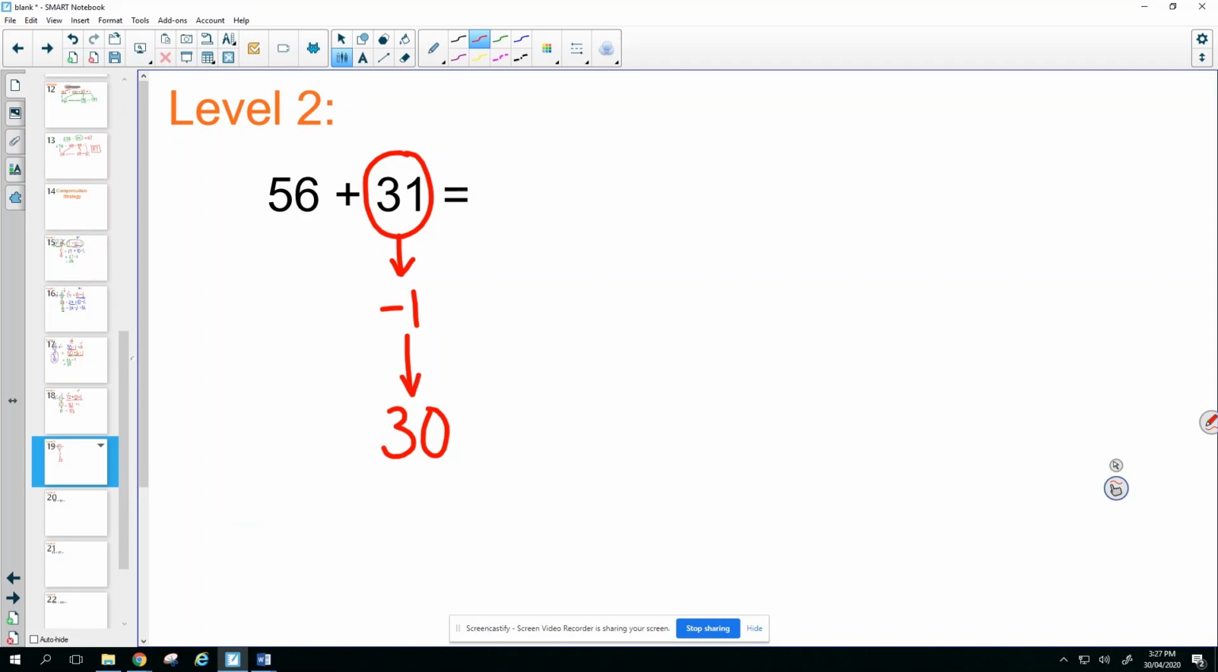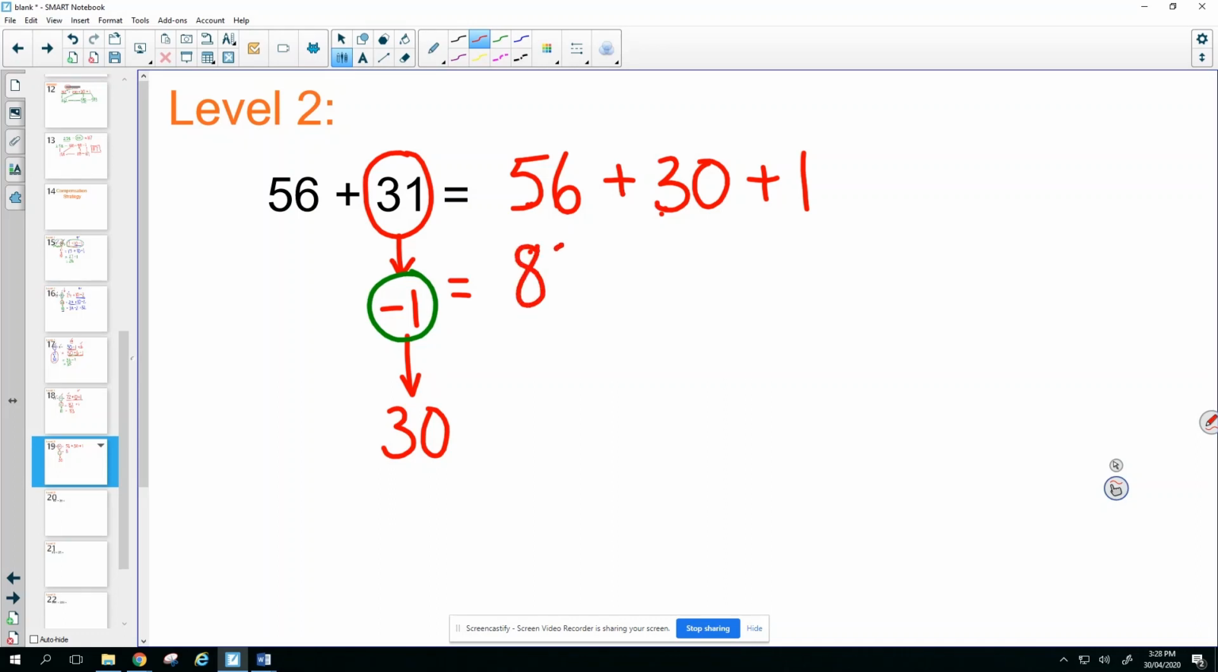So let's write that out now. We've got 56 plus 30. And I'm going back to this little symbol here. What did I do? I took away, so now I have to add. I'm going to add 1. Let's do the equal sign. I've got 56 plus 30, so I'm going to focus on the 5 and the 3, because 5 and 3 make 8 and the 6 and 0 make 6. So I'm going to write 86.